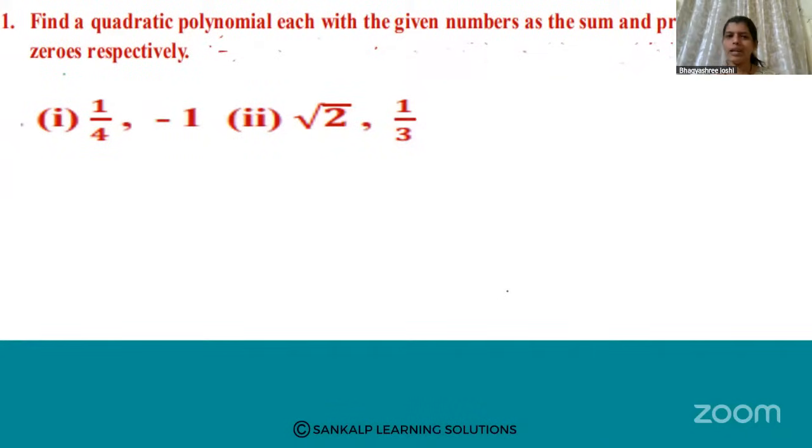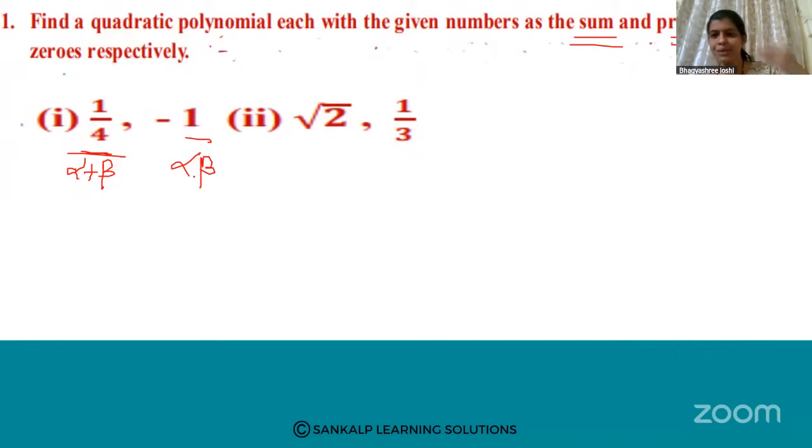Then C, find a quadratic polynomial each with the given numbers as the sum and product of its zeros respectively. What they have given here, they have given alpha plus beta sum value and product value, right? We need not find alpha and beta, they have given us already. But what we need to find out is, by using these two values we can write the quadratic polynomial.